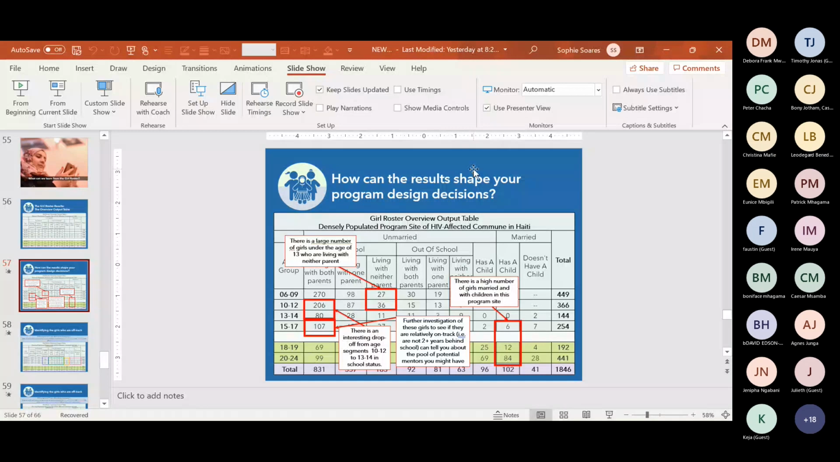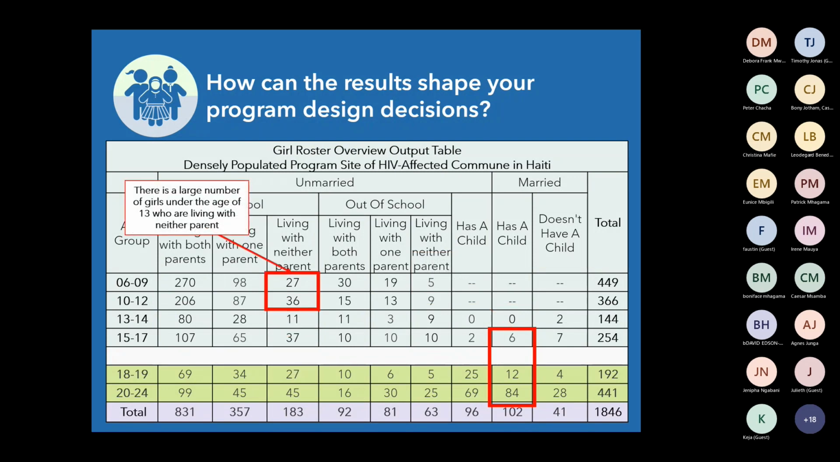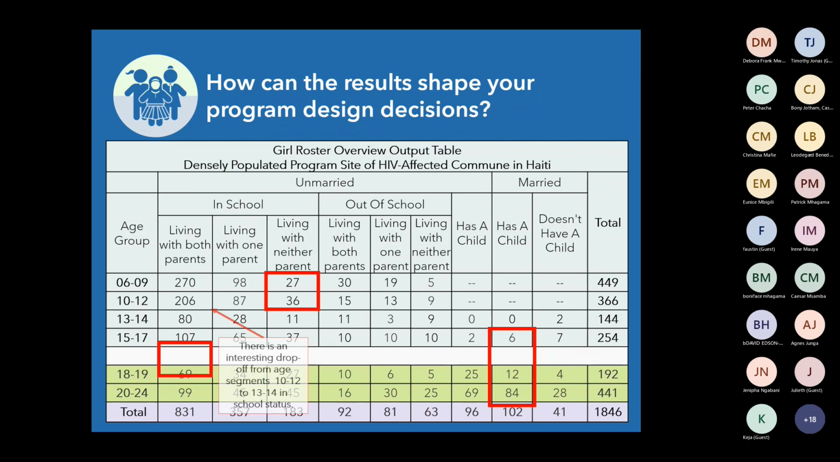Okay. All right. I don't know where I left off. Can someone tell me what you missed? Deborah, can you tell me where I got muted? Yeah, you were discussing the age of 10 to 12, 13 to 14, who are living with both parents and they are in school.